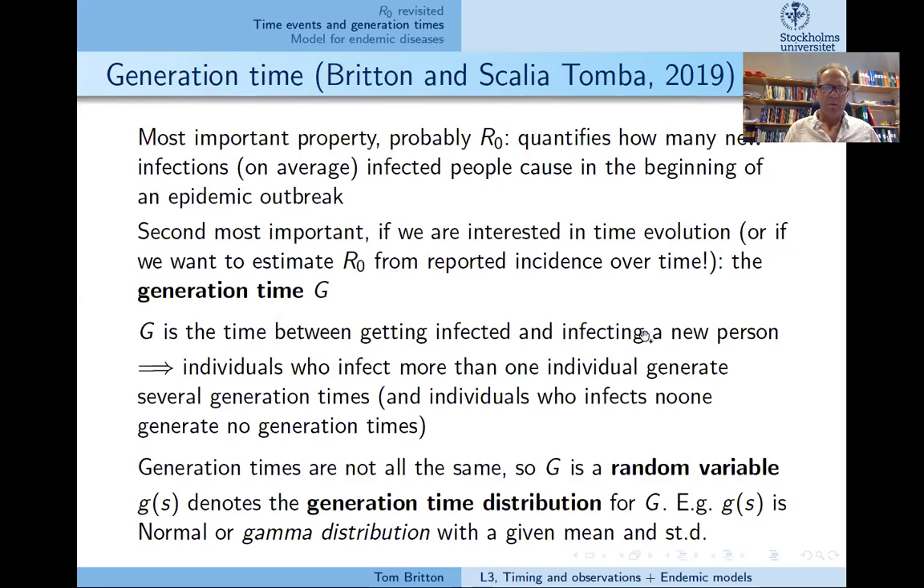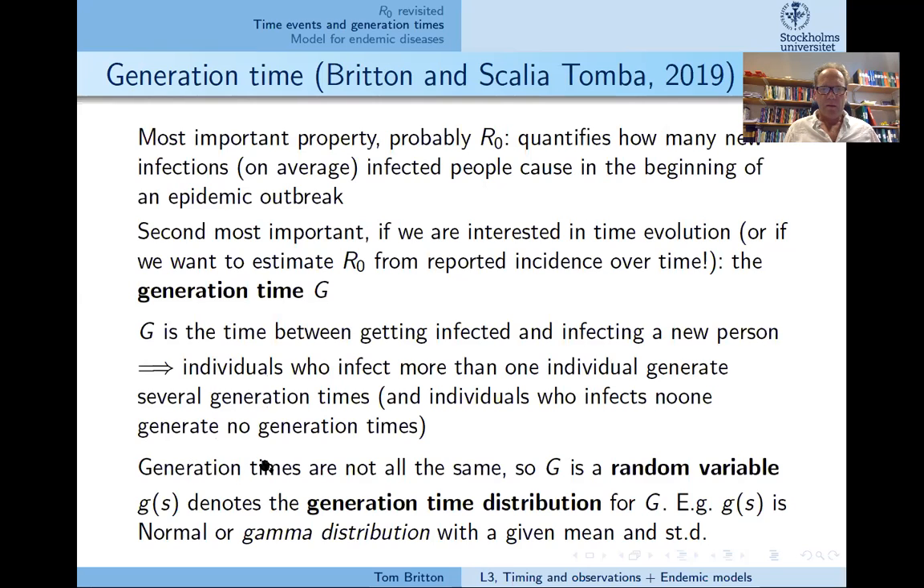So in the hand drawing I did, there was one infection time, and there was one generation time, and that was the time between the infection time and the up arrow when I said that the person infected someone. As a consequence, if you infect more than one person, you contribute more than one generation time. And if you don't infect anyone, you don't contribute any generation time.